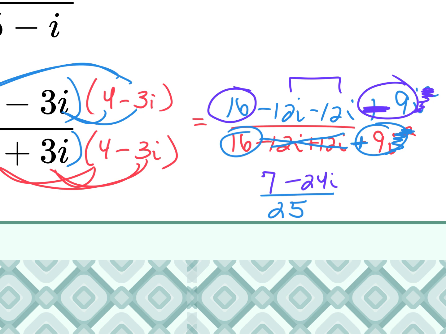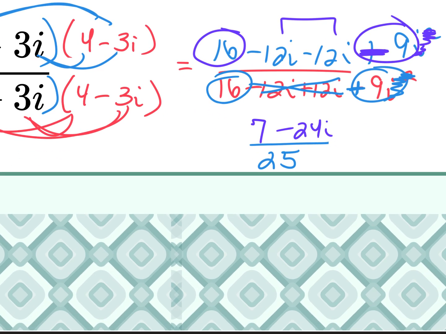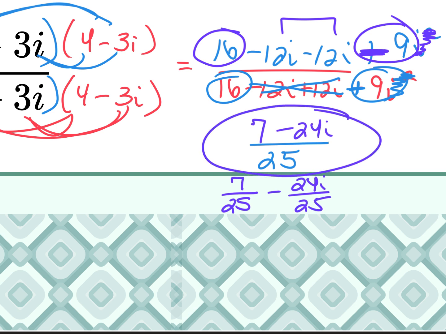WebAssign wants you to split it up. And the reason why is so you get into the habit of splitting it up to see if it simplifies. So in WebAssign, you would put 7 over what? 25 minus 24i over 25. I'm good with this on a test or quiz, but this is for WebAssign. Either way is correct. But it's probably a good idea to get in the habit of splitting it up so you can see if anything simplifies.